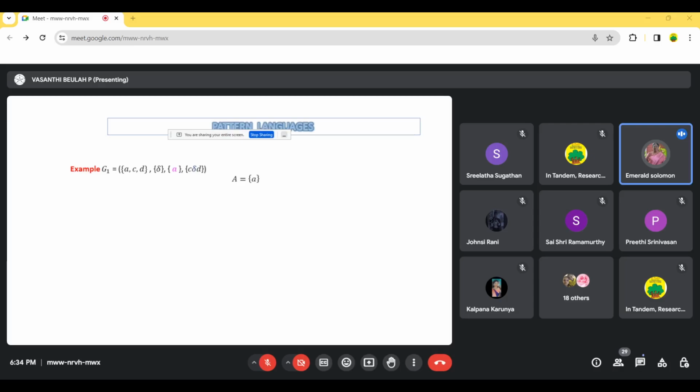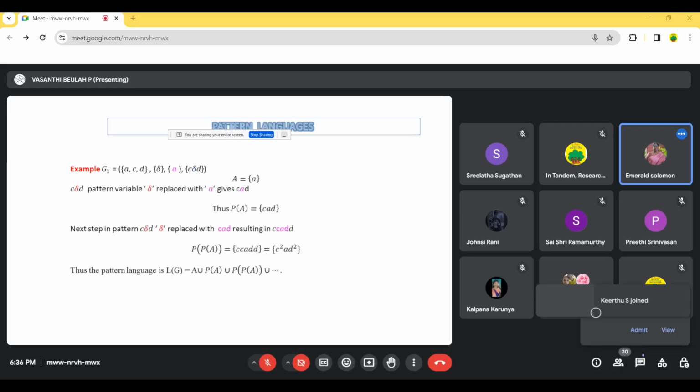Then every word generated, I will again substitute back in my pattern word. So I substitute CAD in C delta D. I get the next word C square A D square. So like that, if you keep substituting the words which I get once again back in my pattern, I get a set of words like this, which will follow a pattern.